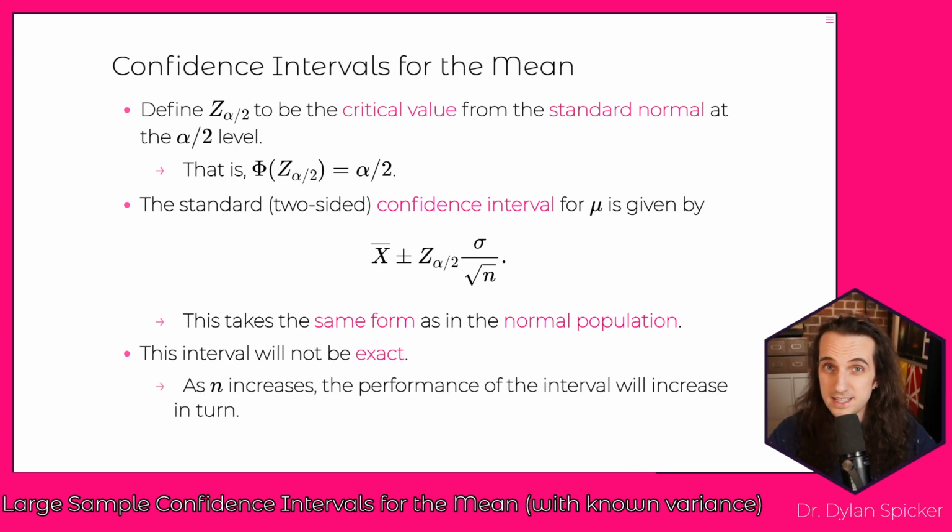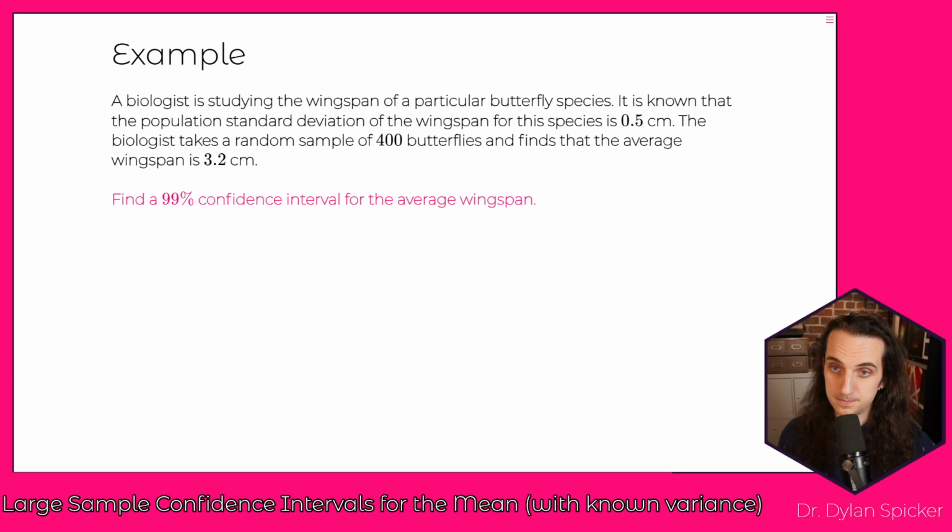The other piece to note is that as n increases, we expect any given interval to get smaller, but also as n increases, the central limit theorem becomes more and more accurate. For larger and larger n, this is going to become a better and better approximation to the truth, and so we expect the performance of the intervals to get better as we increase our sample size. We can take a look at an example of how this might be applied.